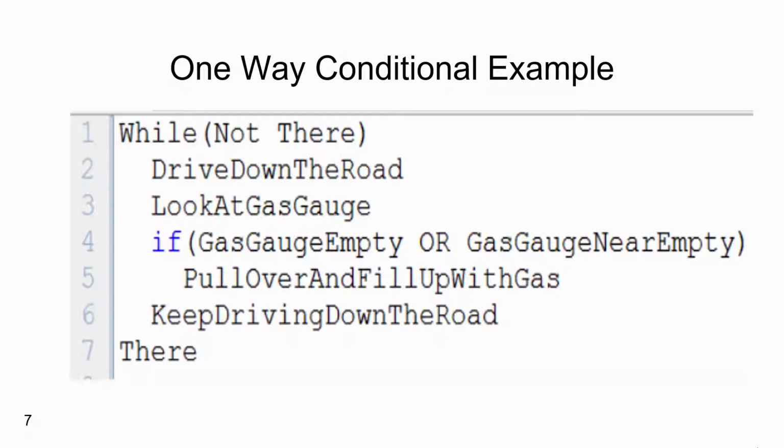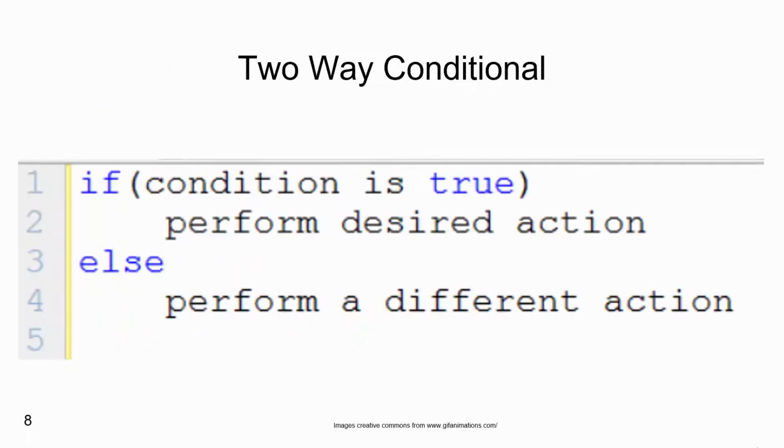The pseudocode for this situation is pretty simple. The conditional statement is on lines 4 and 5. The condition is listed in parentheses, preceded by the word if. The resulting action is on the next line, slightly indented. The key to the decision is the state of the gas gauge. Does the gauge show empty or near empty? If so, you stop and fill up. If not, you keep going. Again, a one-way situation. Let's consider a two-way situation.